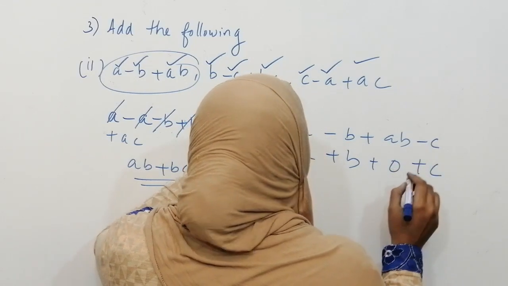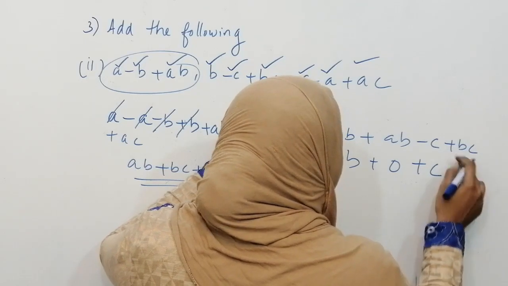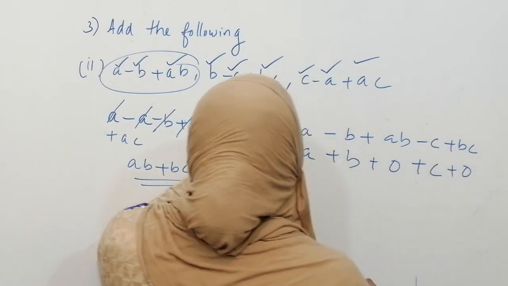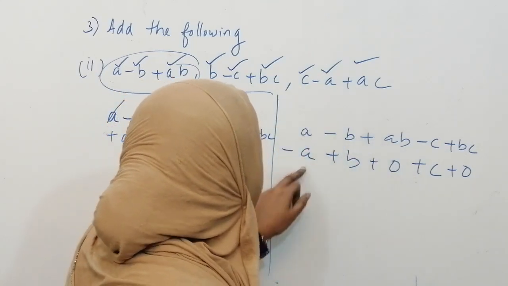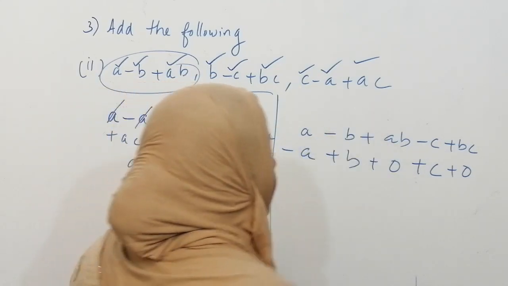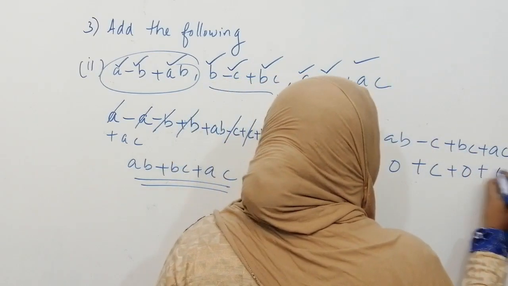Then plus BC, there is no like term of plus BC. So I am writing here. So here there is no like term of BC, so I am giving 0. So this we finish. Next is B we finish, A we finished. So one is pending, that is plus AC. So here no like term of plus AC, so I am giving 0.